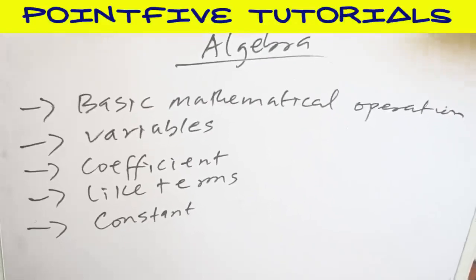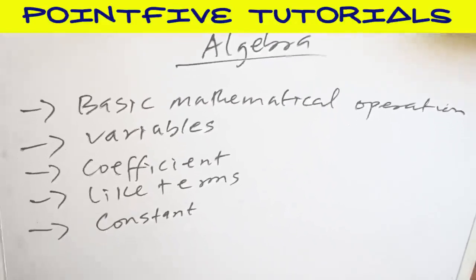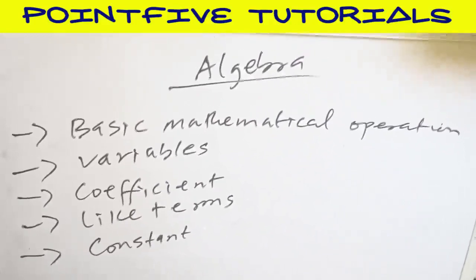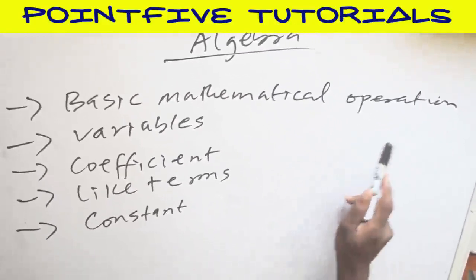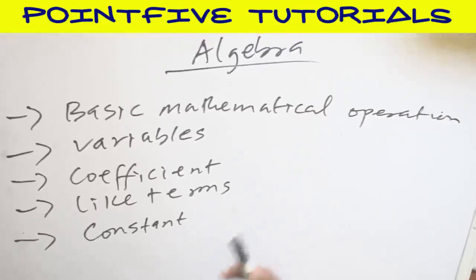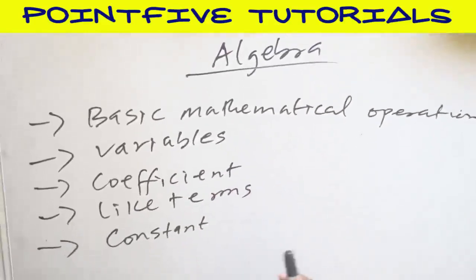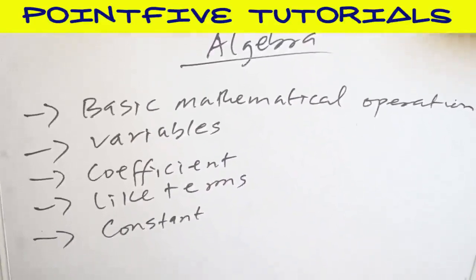If you want to understand algebra, these are the various things that you need to learn in algebra. The first thing there is basic mathematical operation. Inside algebra, we have variables, we have coefficients, we have like terms, and the last one, constant.